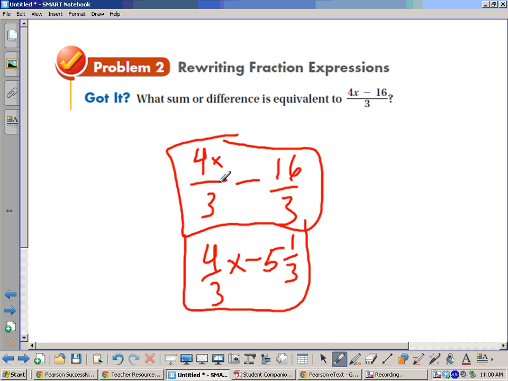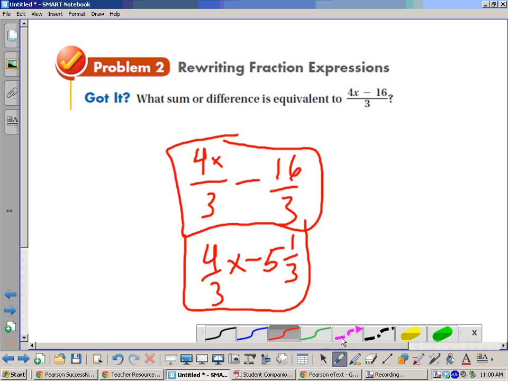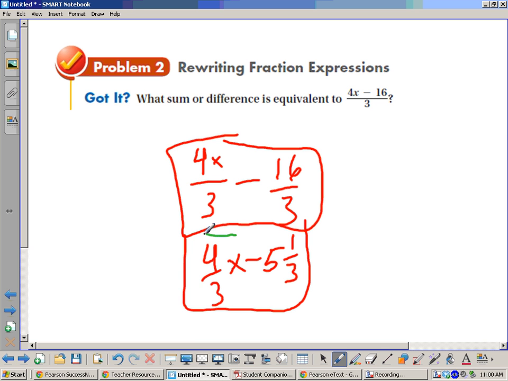So 4/3 x is the same thing as 4x over 3. You're going to see us write the variable often next to the fraction here. So let me change color here so I can explain what I'm doing. 4/3 x is the same thing as 4x over 3. You'll see it written both ways. They both mean the same thing.